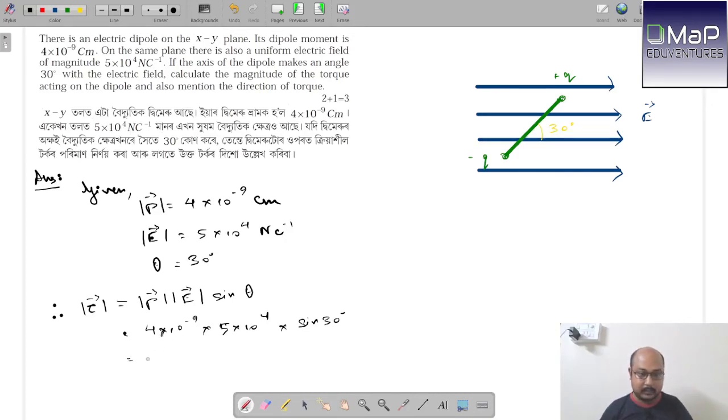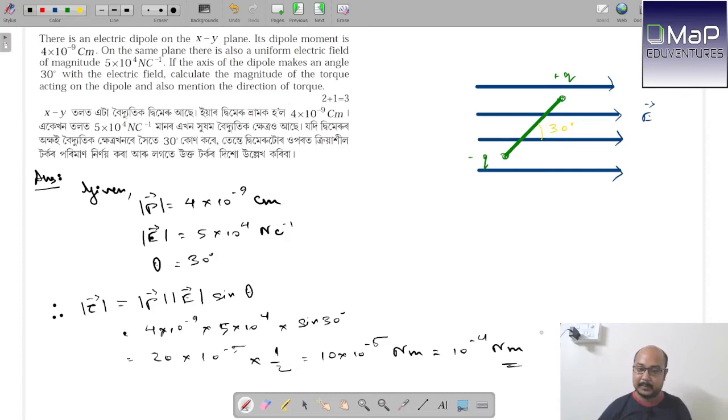Sin 30 degree is half. So what do we get? On this side 4 into 5 is 20 times 10 to the power minus 9 and 10 to the power 4, that is 10 to the power minus 5, into half. Since sin 30 degree is half, we get 10 into 10 to the power minus 5, which is in newton meter, or I can simply write it as 10 to the power minus 4 newton meter.